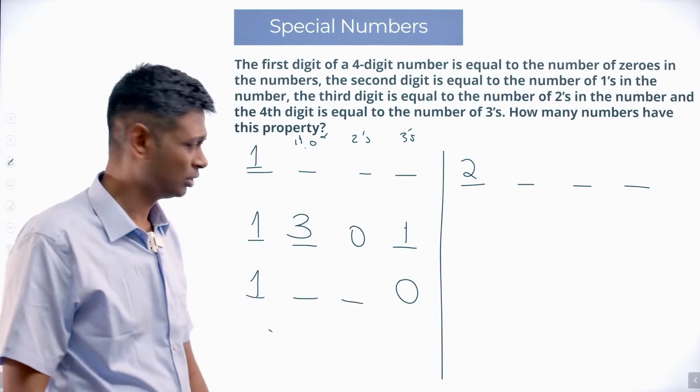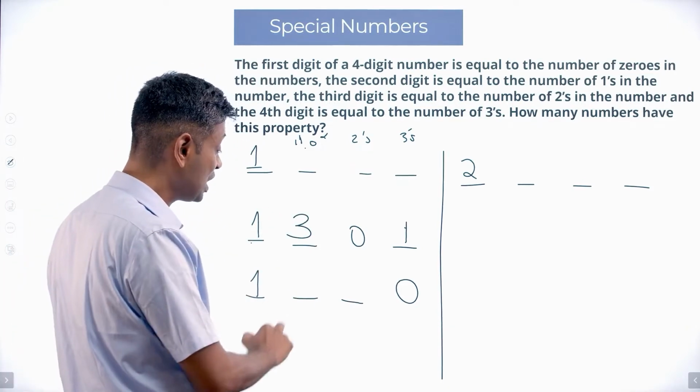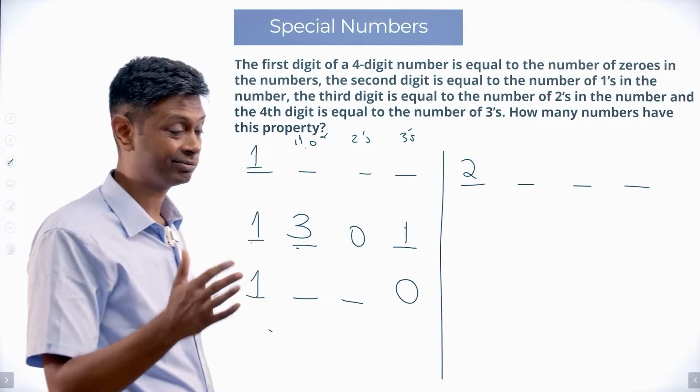1 3 0 1. So 1 zero in this number, 3 ones in this number. Only 2 ones are there.